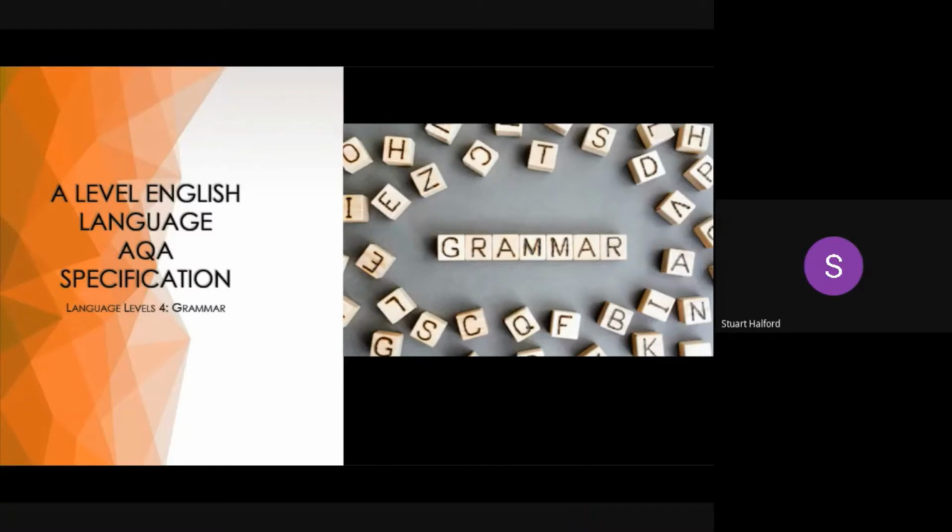Okay. So welcome to the fourth of these introductory videos to the A-Level English Language AQA specification language levels. Today I'm going to look at Grammar and Morphology. But before we do so, let's just have a quick reminder of what the language levels are. This is a framework that we use in English language to investigate all the different areas. And when we're writing about language, it provides a useful checklist for are we covering the right things.